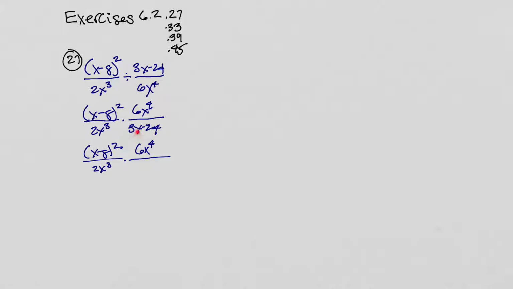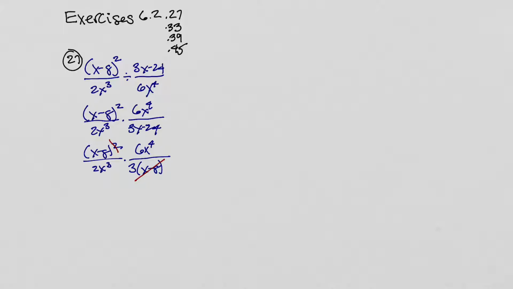And here, a 3 and a 24, we can factor a 3 out. And doing so gives us an x minus 8. And what do you know? It just happens to match one of those. So let's start canceling what we can here. Now, I've got two of these x minus 8s in this numerator and only one down in that denominator. So this one here will cancel with one of those.